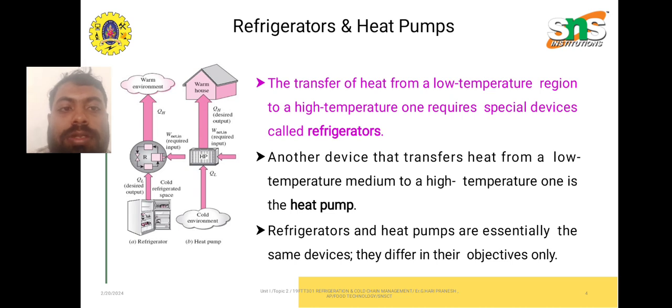Refrigerators and heat pumps. The transfer of heat from a low temperature region to a higher temperature region requires special devices which are called refrigerators. On the other hand, another device that transfers heat from a low temperature medium to a higher temperature one is called a heat pump. Refrigerators and heat pumps are essentially the same devices, but they differ only in their objectives. In refrigerators, the heat is transferred from a cold area to a warmer area for cooling purpose. In a heat pump, the heat is transferred from a cold environment to a warm house to heat the material.